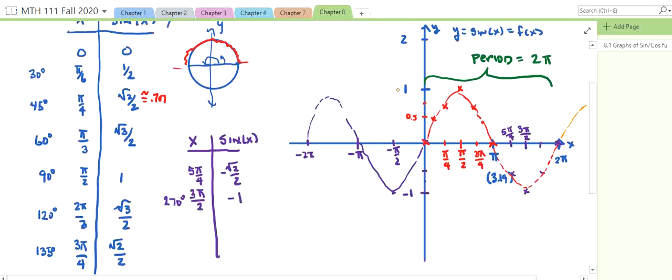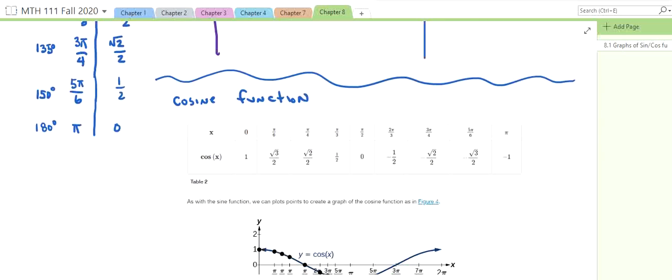And the height that this function gets above the initial reference of 0, we call this the amplitude. The amplitude. Okay, so we have a period and our amplitude. Well, the cosine function behaves the same way.